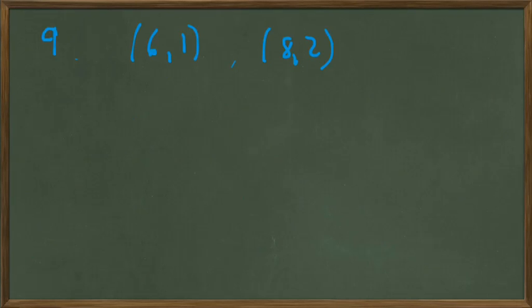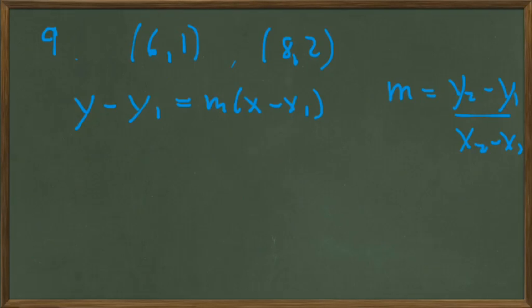So in this problem, where we're finding the equation of the line passing through these 2 points, we are going to use the point slope formula. Y minus y1 equals m times x minus x1. We're first going to calculate the slope, using the y2 minus y1 over x2 minus x1 formula for slope, and so that's going to be 2 minus 1 over 8 minus 6, which is a slope of 1/2.